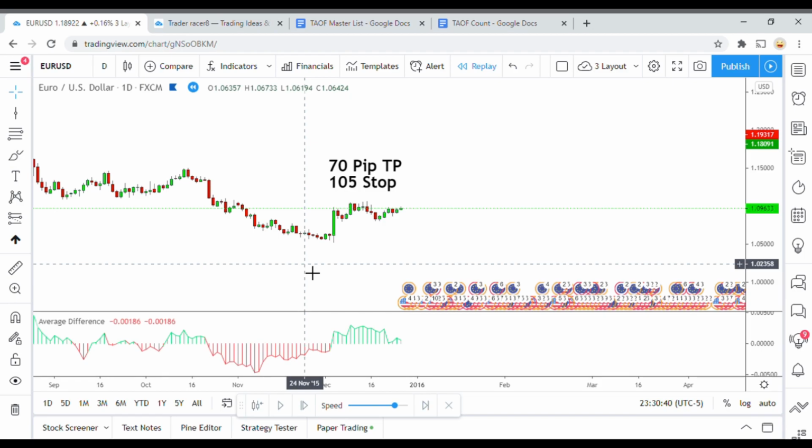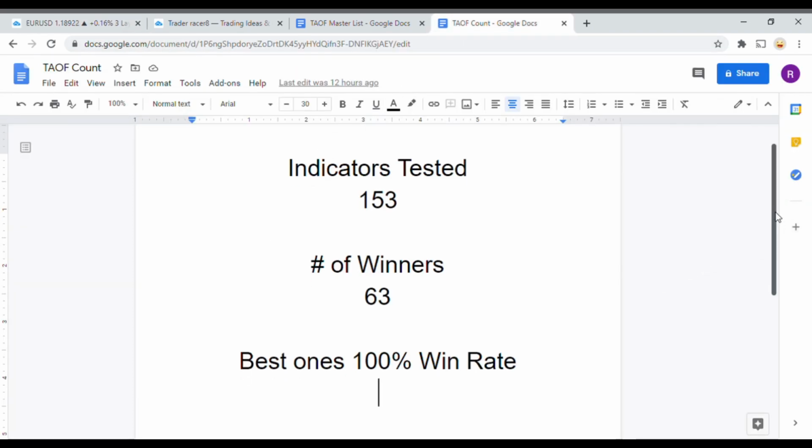All right, as I said, today we will be testing the average difference oscillator. But before we do, I wanted to put the indicator scoreboard up for everyone to see.